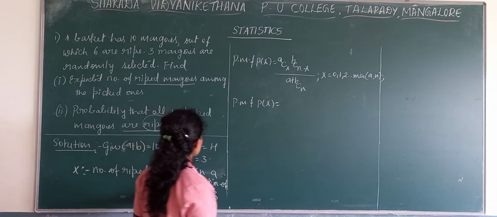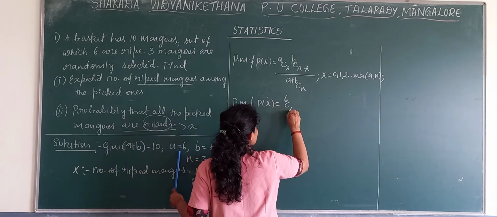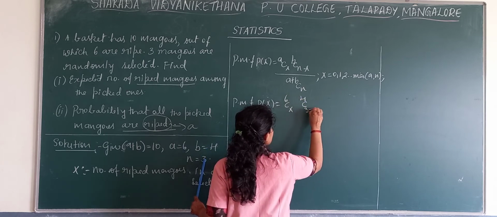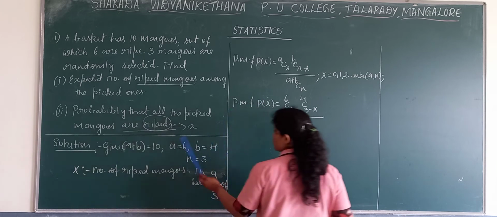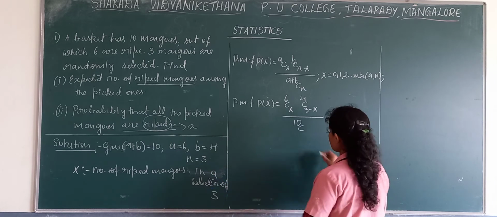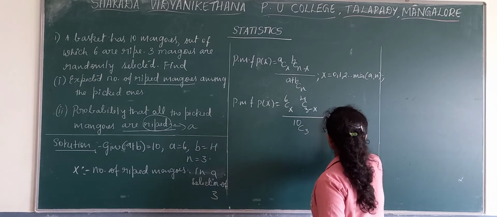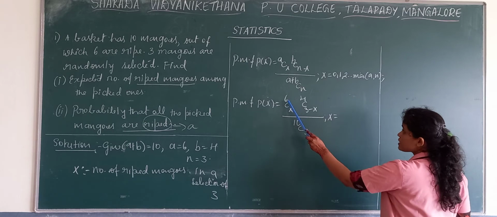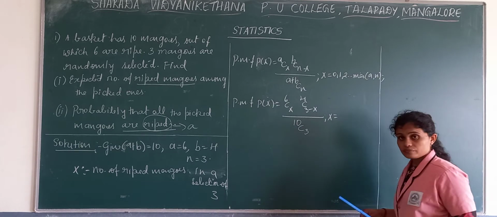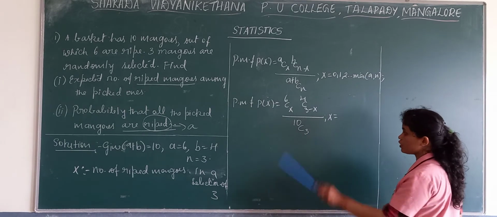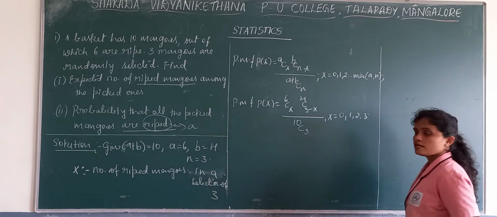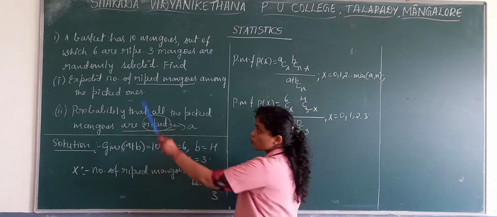What is A here? A is 6. 6Cx. What is B? 4. 4C, n we know is 3, so 3 minus x, divided by A plus B, which is 10. 10C, N is 3. And x: what is A here? A is 6. What is N here? N is 3. Which is minimum, A or N? N is minimum, and N is 3. So x is 0, 1, 2, 3. This is the range. Then come to the question.